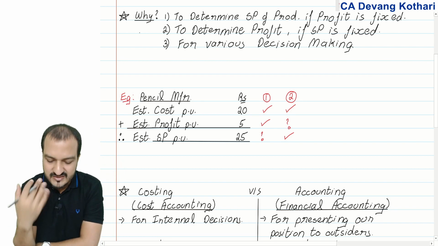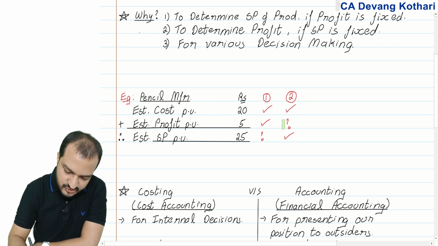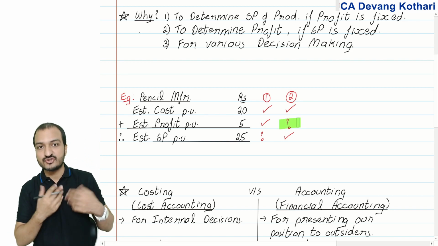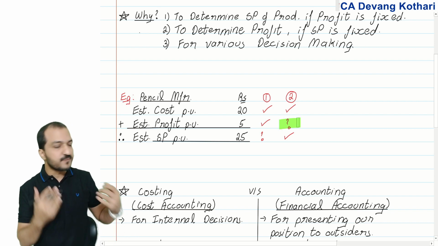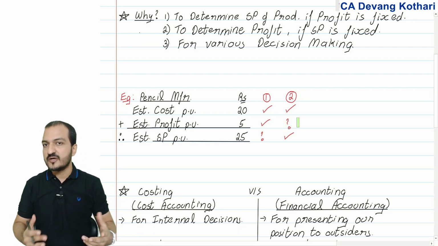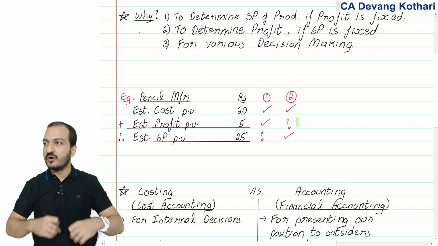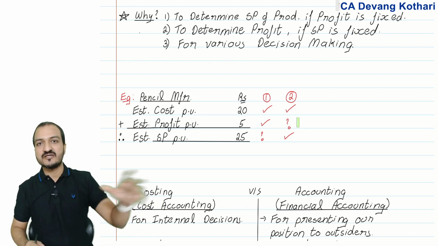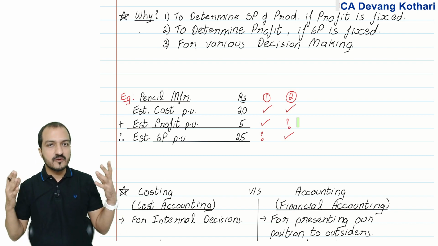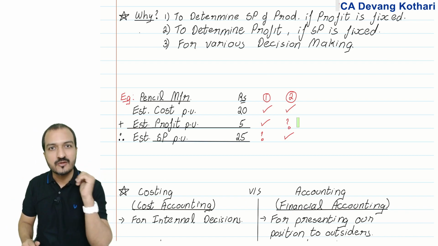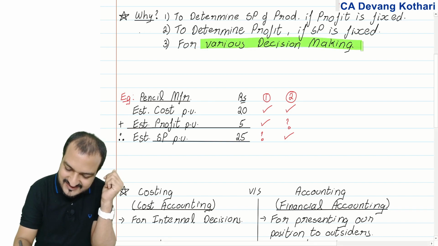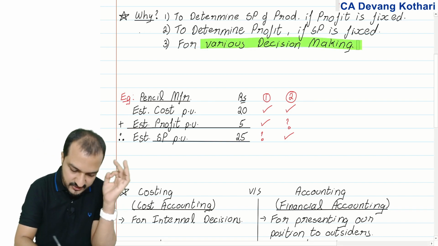A variety of decision making, regarding, say, whether I should continue selling this product, whether I should stop selling this product. Decisions like which product should I sell, which should I sell first, which should I sell next, right? Where should I do the production, or where should I set up the factory. So many types of business decisions will require cost calculations, right? So for various decision making also you have the subject of costing.